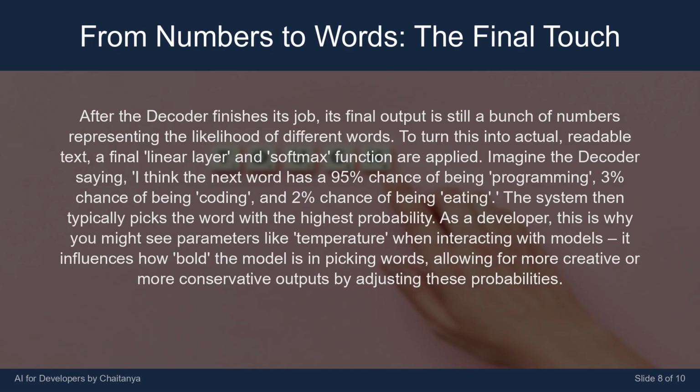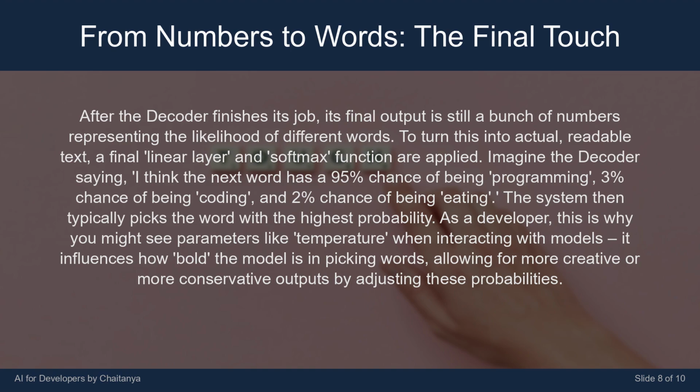Imagine the decoder saying, I think the next word has a 95% chance of being "programming," 3% chance of being "coding," and 2% chance of being "eating." The system then typically picks the word with the highest probability. As a developer, this is why you might see parameters like temperature when interacting with models. It influences how bold the model is in picking words, allowing for more creative or more conservative outputs by adjusting these probabilities.